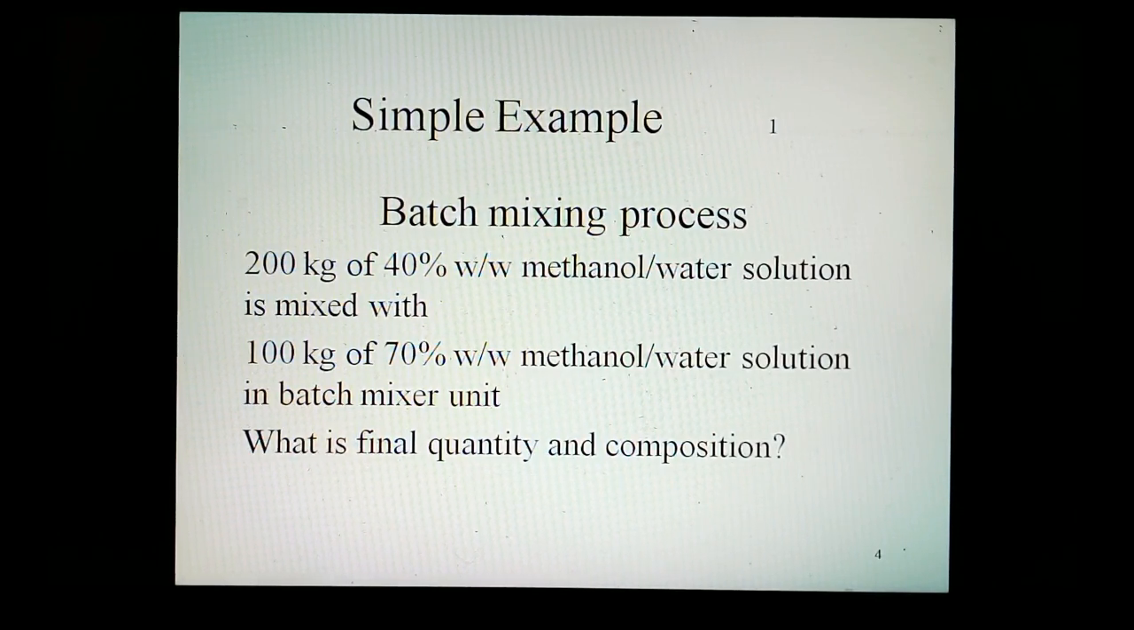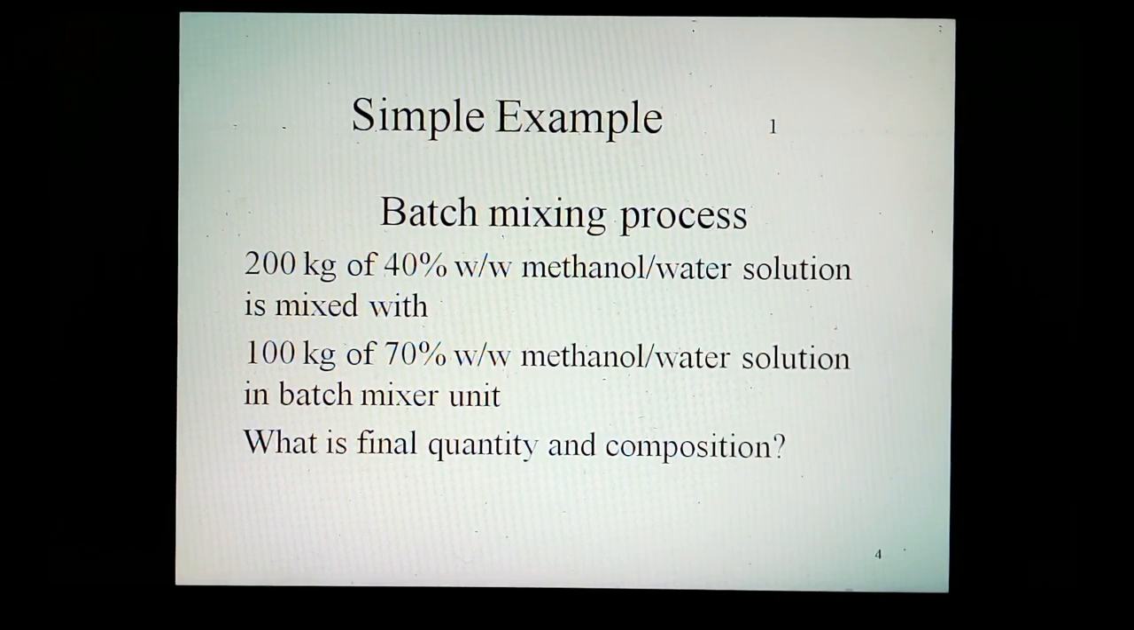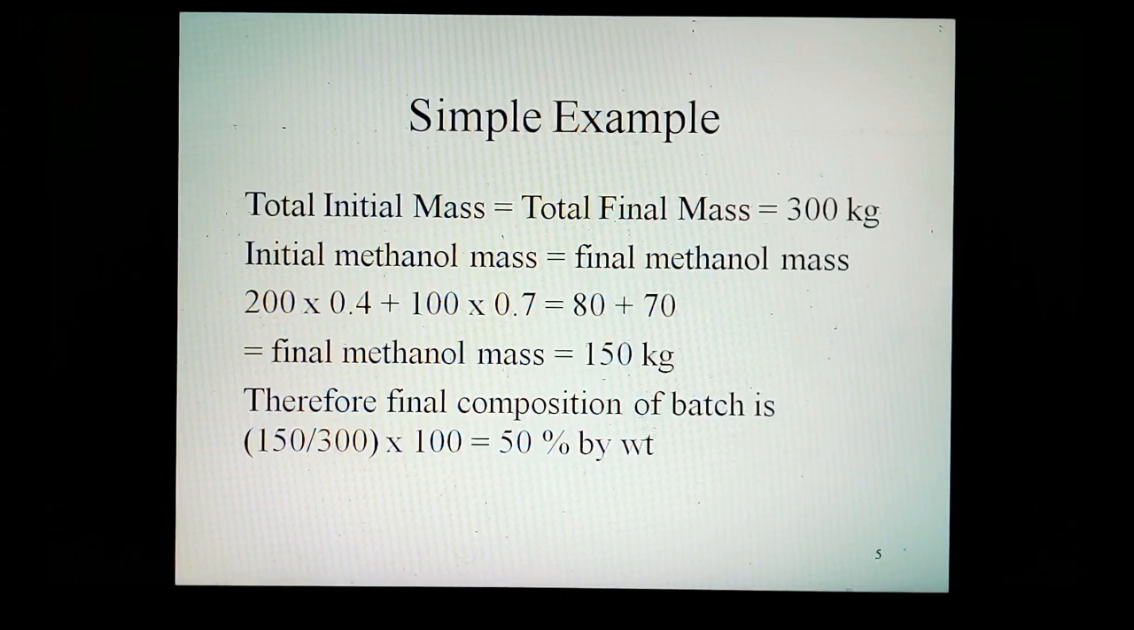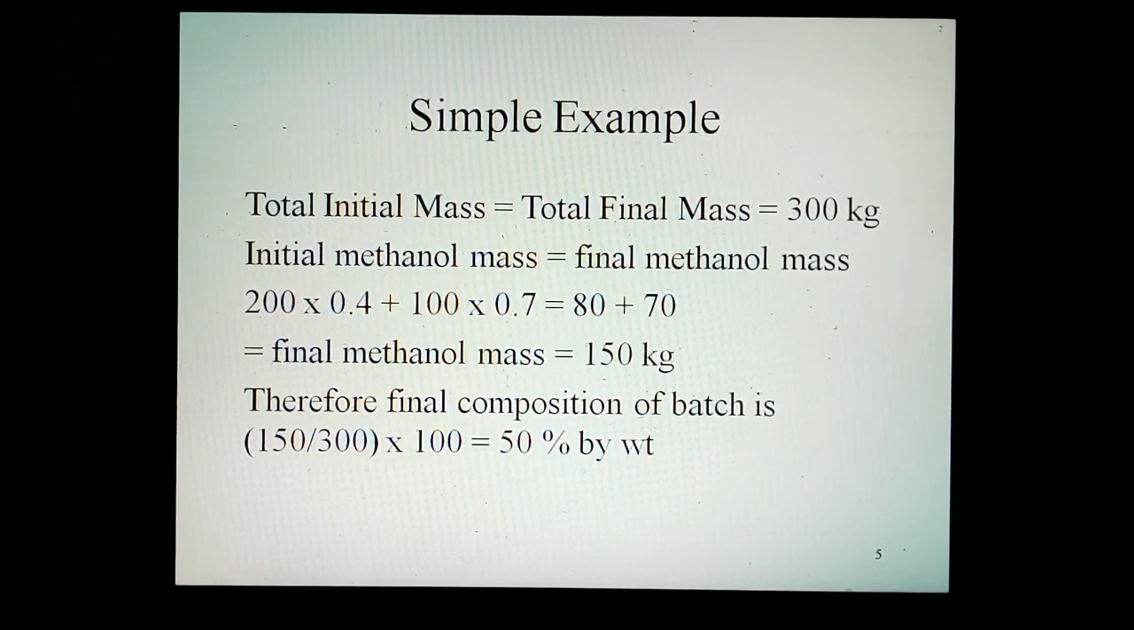Example of a batch mixing process: 200 kilograms of a 40% weight by weight methanol and water solution is mixed with 100 kilograms of a 70% weight by weight methanol and water solution in a batch mixer unit. What is the final quantity and composition? Total initial mass equals total final mass equals 300 kilograms. Initial methanol mass equals final methanol mass. 80 plus 70 equals final methanol mass equals 150 kilograms. Therefore, final composition of batch is 150 divided by 300 into 100 equals 50% by weight.